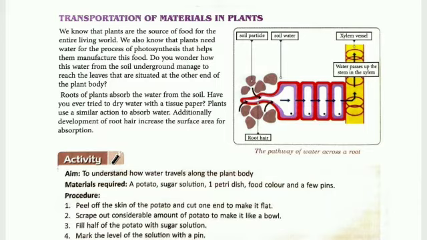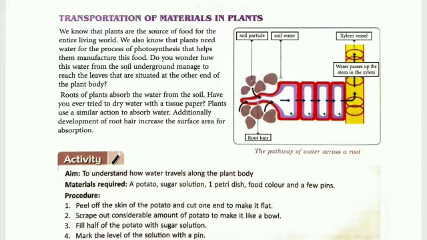To start transportation, you should know some names of the cells and tissue. They are xylem and phloem. Xylem transports water, and transportation of water always occurs from lower to upper part, नीचे से ऊपर जाता है, because water is absorbed in the root. So it goes to the last leaf of the plant. So it always moves upward.